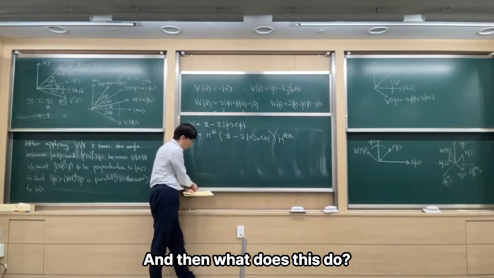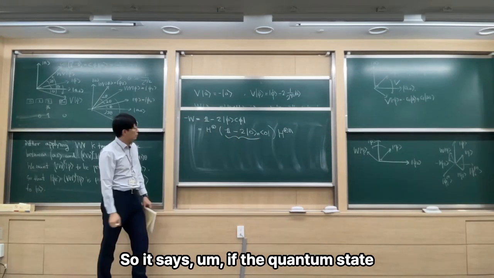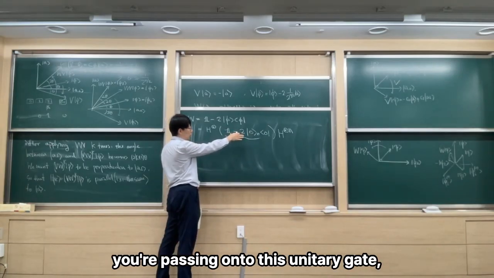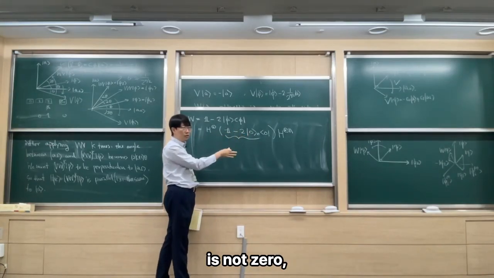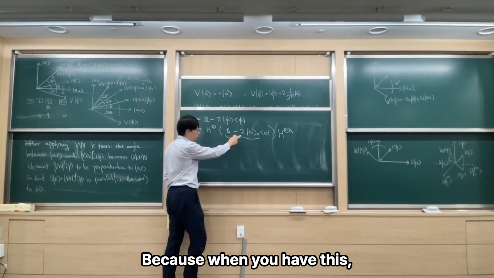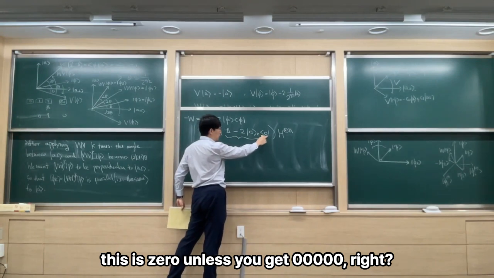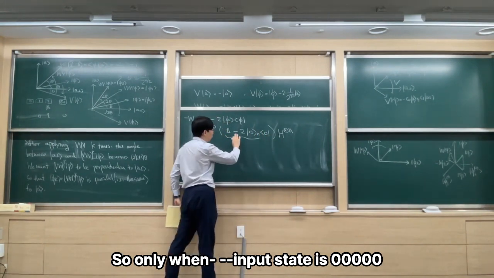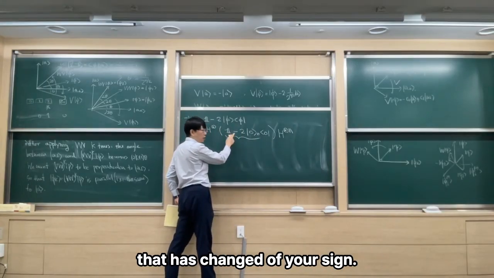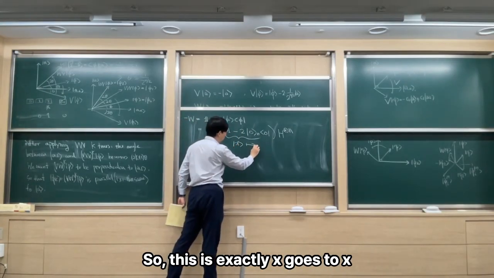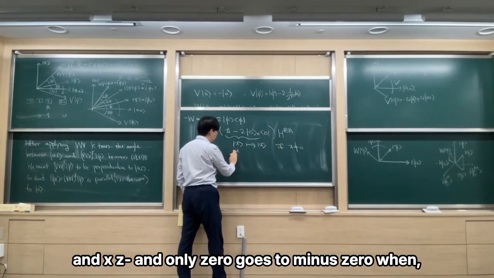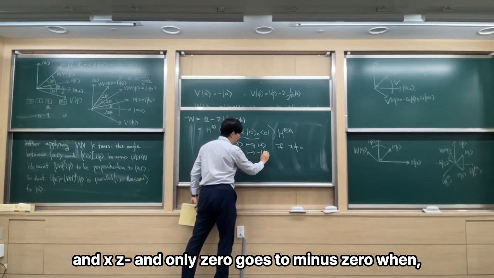And then, what does this do? Think about this case. If the quantum state you're passing on to this unitary gate is not 0, which means that every bit is not 0, then it's preserved. Because this is 0 unless you had 0, 0, 0, 0, 0, right? So only when the input state is 0, 0, 0, 0, 0, that has a change of your sign. So this is exactly x goes to x if x is not 0, and only 0 goes to minus 0.